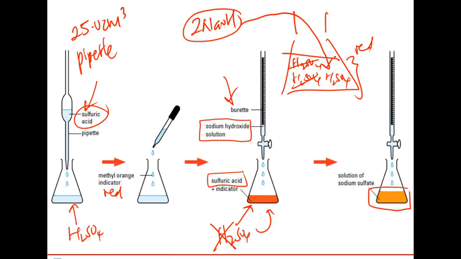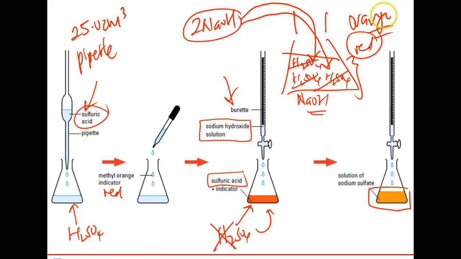Now this is where the critical part comes in. When I add the next 2 moles, this is gone. There's no more acid left. The indicator changes color to orange. At this moment, I know that all my H2SO4 inside has completely reacted with all the NaOH inside. Because if I add one more drop of NaOH, there will be excess hydroxide, and this color will change to yellow. So yellow means that there's extra NaOH. Orange means that all the acid has completely reacted with all the hydroxide. Both gone. So orange.